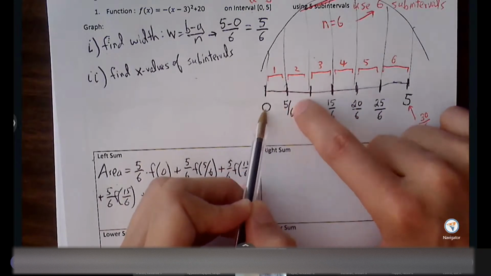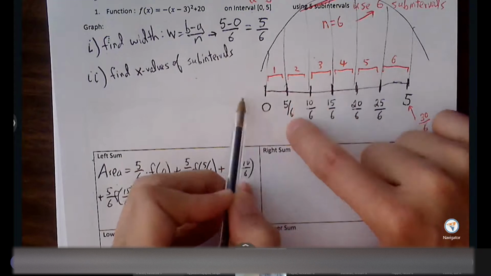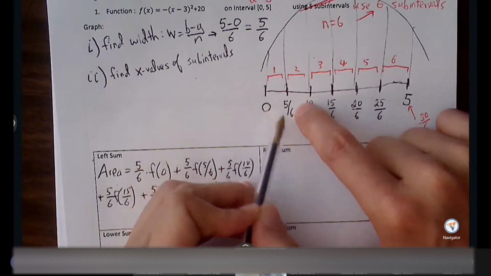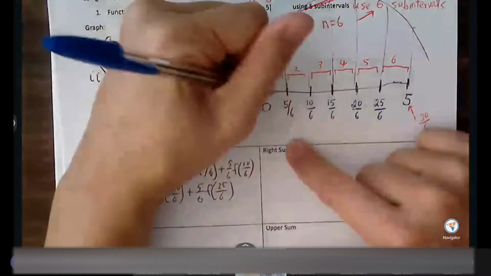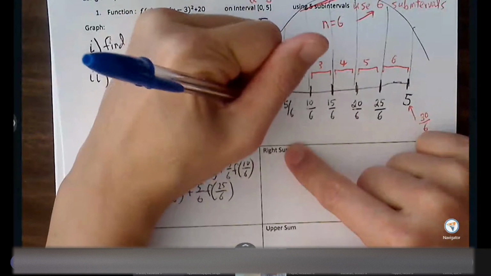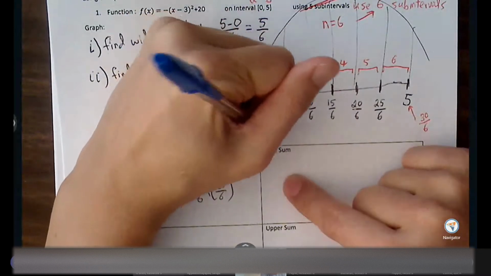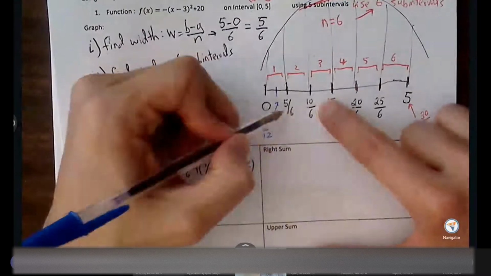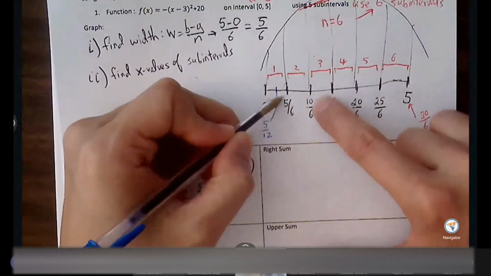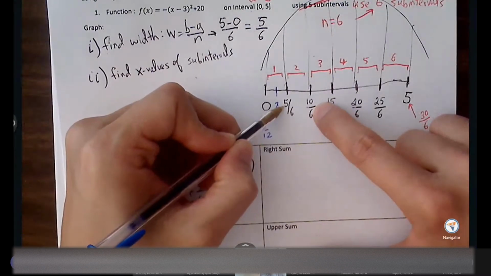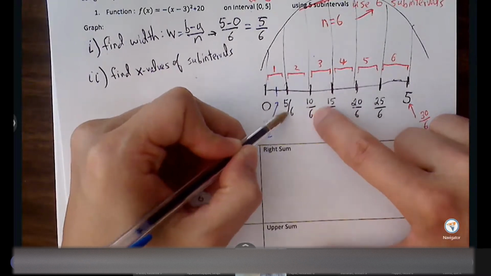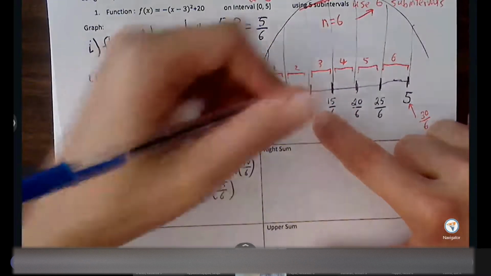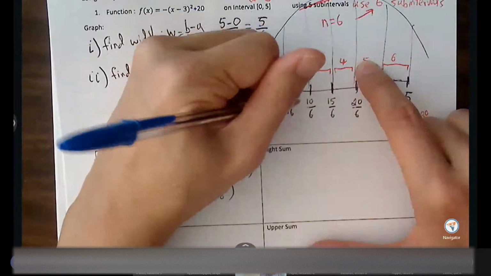So 0 plus 5/6 is 5/6. Divided by 2 is the same thing as times 1/2. So 5/6 times 1/2 is going to be 5/12. Okay. Same thing here. If I want to find the average of these two numbers, I add together, divide by 2, or add together, multiply by 1/2. So 15 over 6 times 1/2 is going to be 15 over 12.